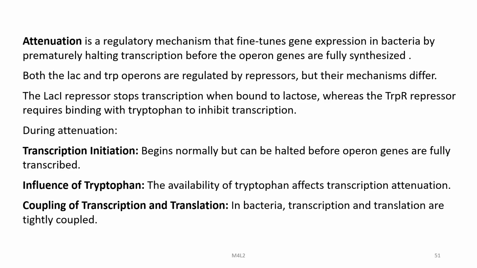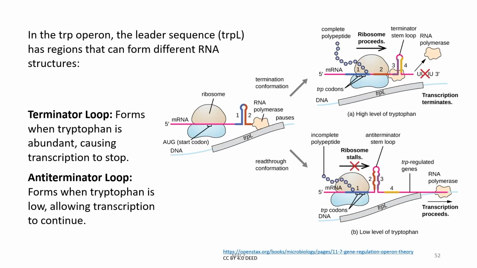Then there is the influence of tryptophan. The availability of tryptophan affects transcription attenuation. Coupling of transcription and translation: in bacteria, transcription and translation are tightly coupled. In a trp operon, the leader sequence trpL has regions that can form different RNA structures.